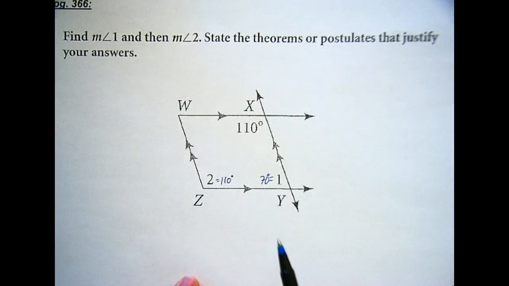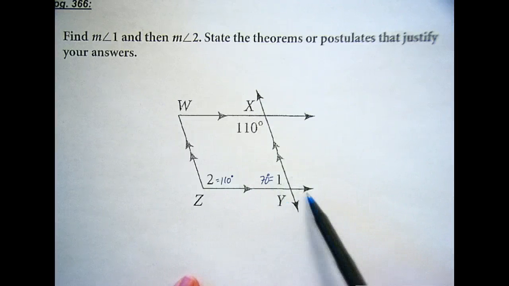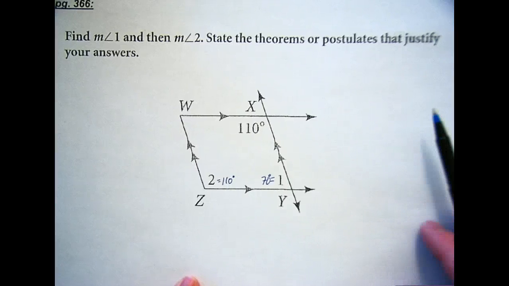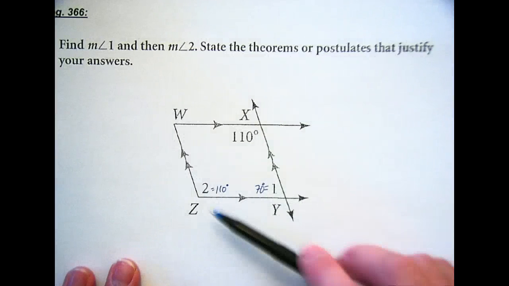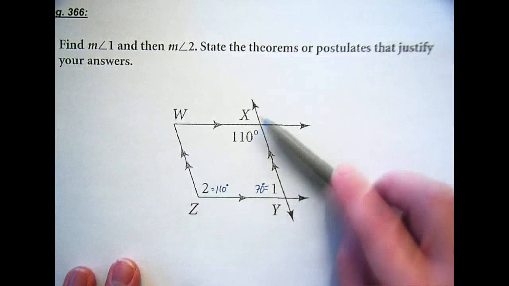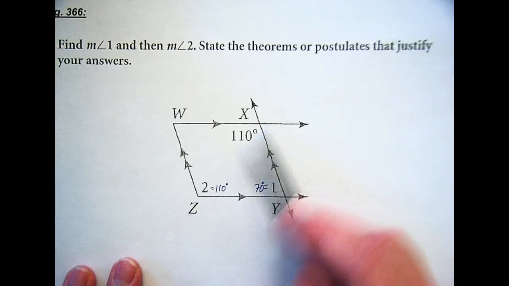Maybe like with supplementary or same side interior, right? These are supplementary. Good. Okay. So you got to use same side interior and same side interior. You can't use alternate. This one and this one you can't go with. You could actually say, by definition of a parallelogram, opposite angles are congruent.